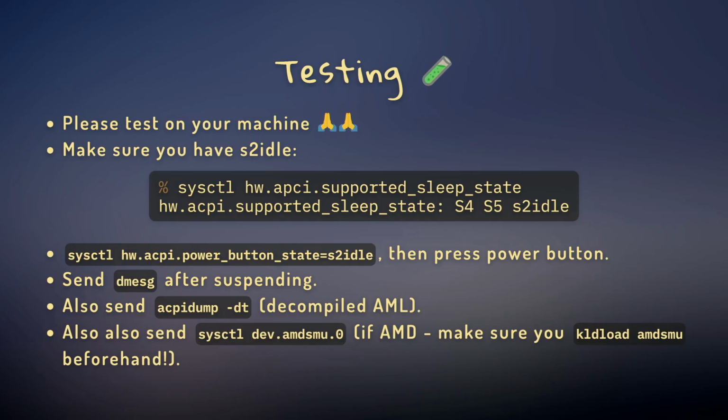To actually use it, you can set the ACPI power button state to S2 idle. That means that when you press the power button, it will enter S2 idle instead of the default, which I think is shutting down, if I'm not mistaken. There's also an equivalent for the lid, so that's lid button state. And if you do manage to do all that and you do manage to suspend, please send me the dmesg, ACPI dump DT, and if you're on AMD, the contents of the AMD SMU. And that will tell you if you actually entered sleep or not.